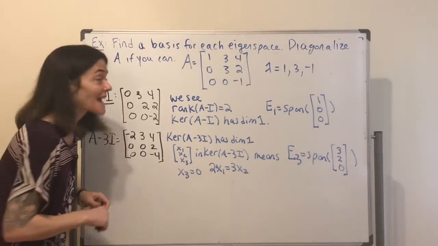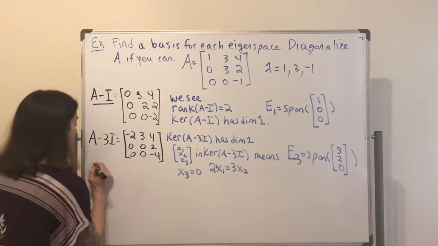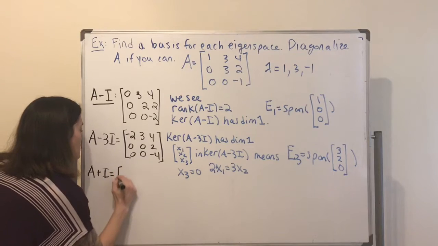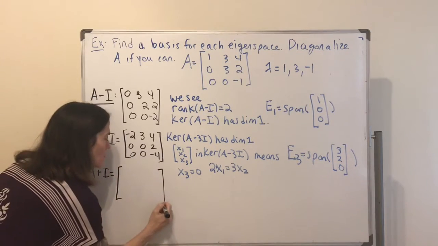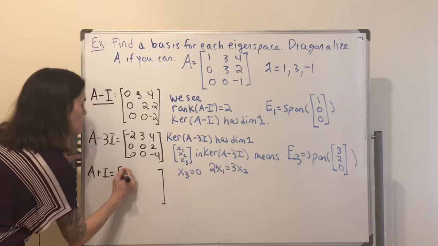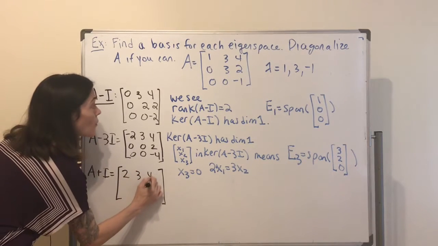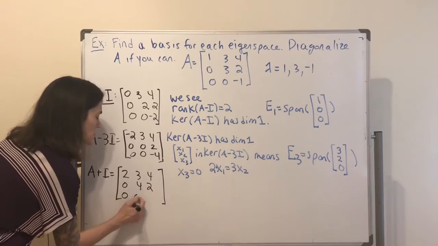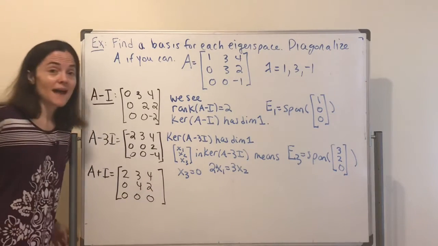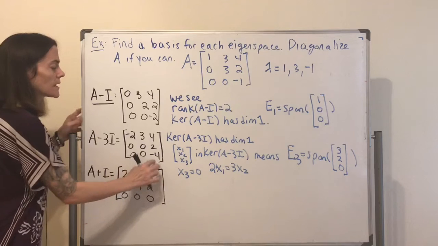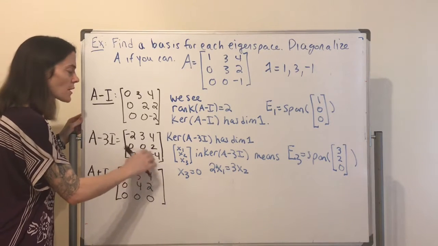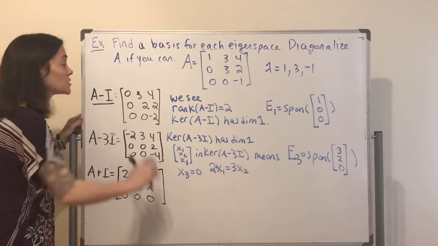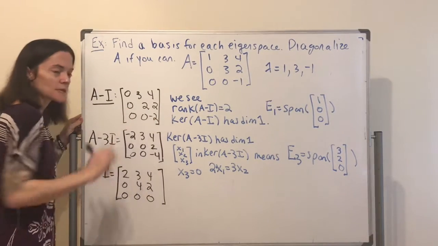For the last eigenvalue, lambda is minus 1. I get A plus I, and this will equal 2, 3, 4, 0, 4, 2, and 0, 0, 0. This one's not as quick to solve. Here we immediately got x3 was 0, and it was not too bad to solve x1 in terms of x2. Here we got immediately x3 and x2 were 0.